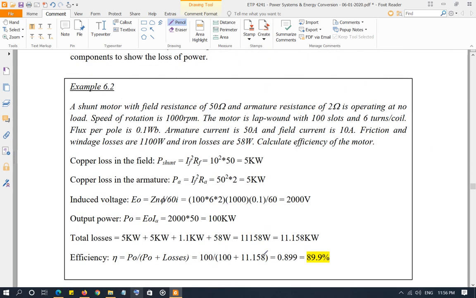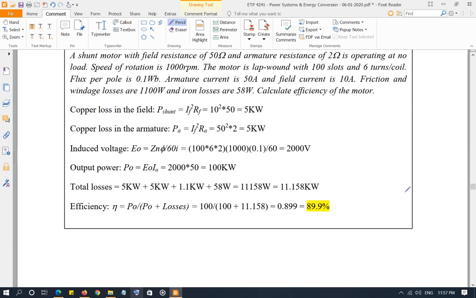Okay, example 6.2 is a shunt motor with field resistance 50 ohm and armature resistance 2 ohm, operating at no load at a speed of rotation of 1000 RPM. It's a lap wound motor. Armature current, field current, and frictional and windage losses are given to you, and pretty much everything is given. It asks what the efficiency of the motor is. Once you read it, it is pretty straightforward. I don't really have to go over it.